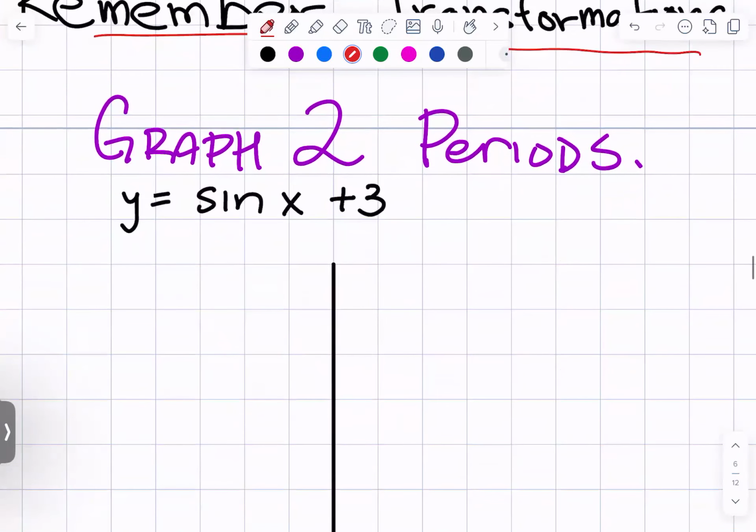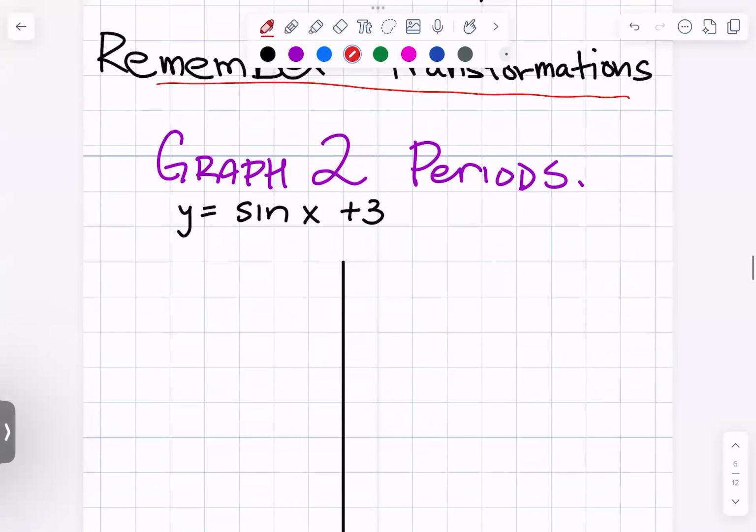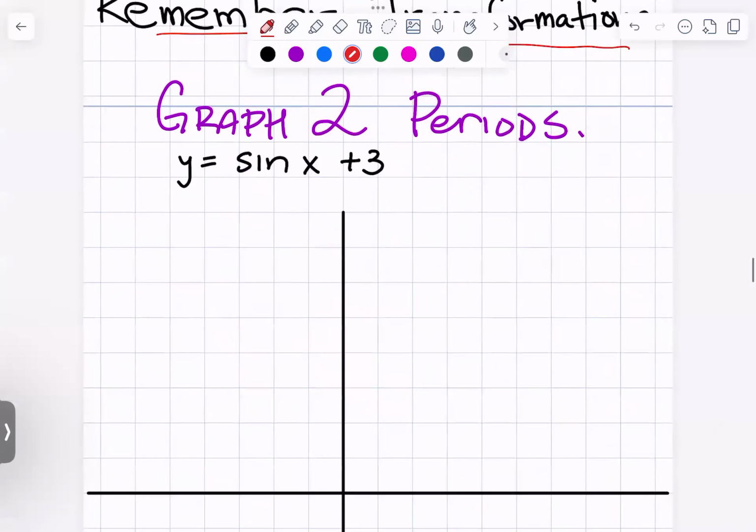So I'm going to graph sine of x plus 3. Okay, so there's no a value, so my amplitude is still 1. My period is still 2 pi, because there's no b value. My b value is 1 over 1, it's 1 because it's just 1x. Okay, plus 3, that's going to be a vertical shift up 3.